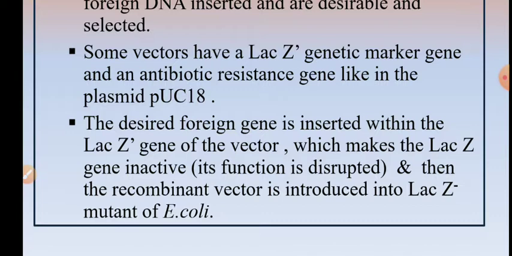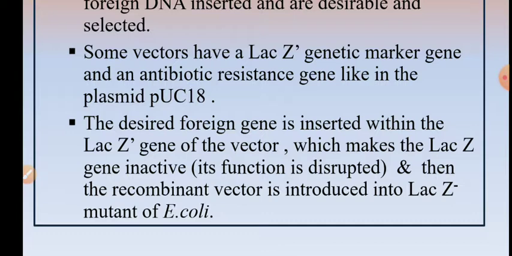Now your foreign gene here is inserted inside the lacZ gene. When it is inserted inside lacZ gene, the gene is disrupted and hence beta-galactosidase enzyme will not be produced. Now here for cloning we select E. coli cells which are mutant, which are deficient in beta-galactosidase. So the cells which contain the recombinant DNA will not produce beta-galactosidase enzyme, and the cells which contain non-recombinant, like normal vector without insert, will produce beta-galactosidase enzyme. So this is how we select.